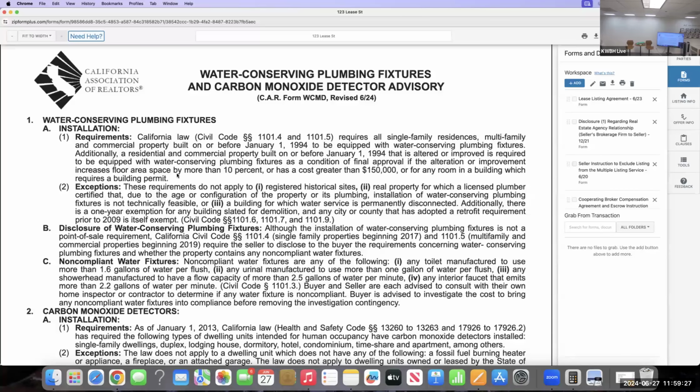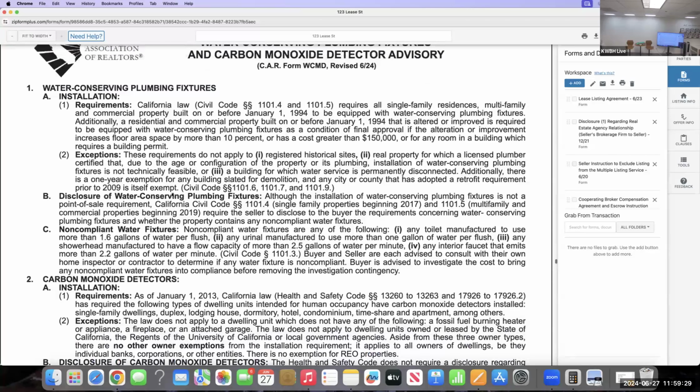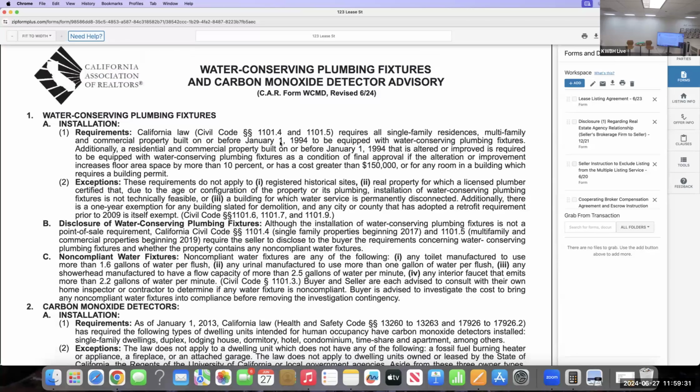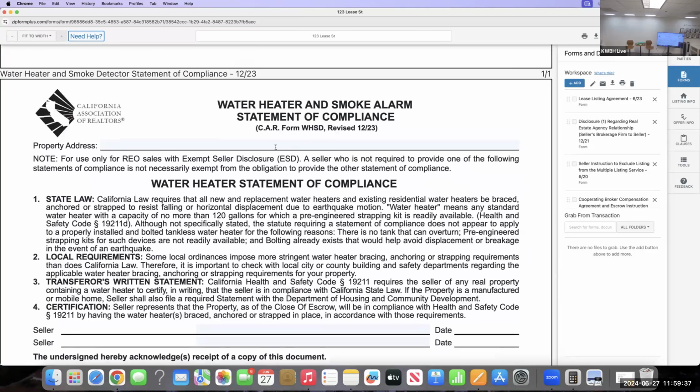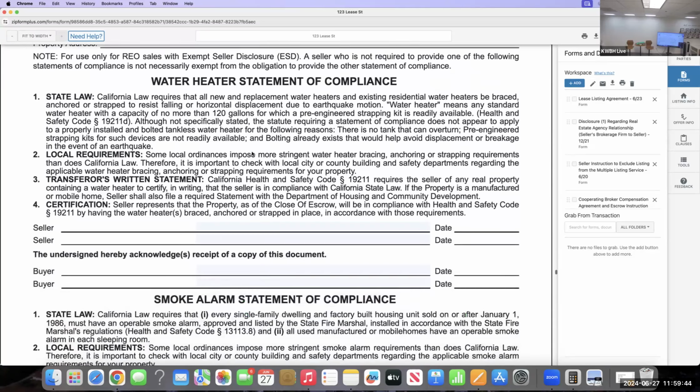So we have the water conserving plumbing fixtures. So it's interesting. Plumbing fixtures, toilets, 1.6 gallon flush, 1.6 gallon per minute. Water heater, smoke alarm. So these have to have smoke alarms. The water heater has to be double strapped.